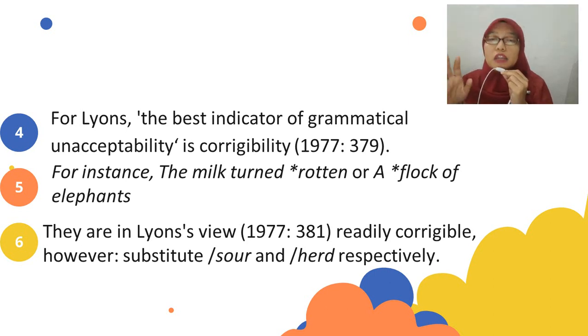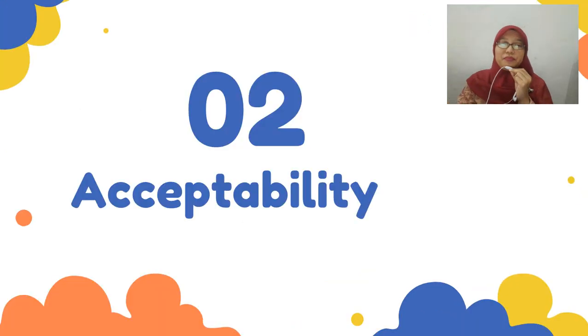For instance, "the milk turned rotten" or "a flock of elephants." They are, in Lyons' view, 1977, page 381, readily corrigible. However, in "the milk turned rotten," rotten should be substituted by sour. So: the milk turned sour. Or "a flock of elephants" should be "a herd of elephants," respectively.